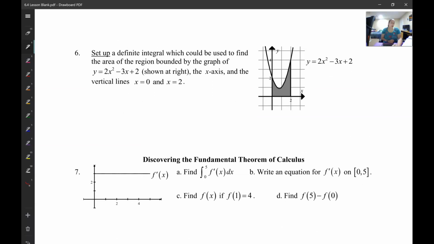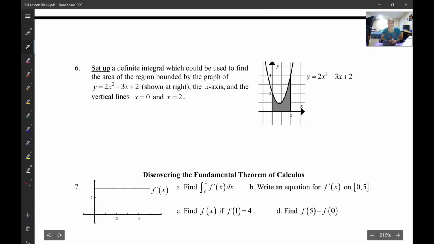Okay, so let's try number 6 now. This is the same kind of idea, except we don't have to solve this one. It just says set up a definite integral. So I have an integral. I'm going to have a lower limit and an upper limit. I'm going to have an equation and then a d something.